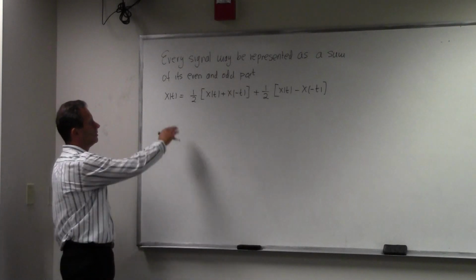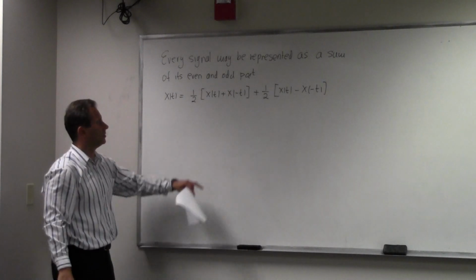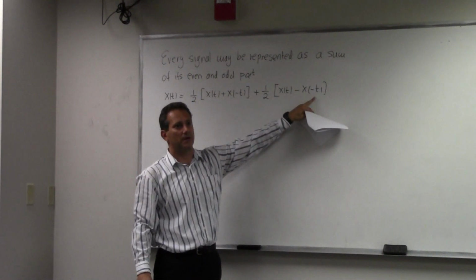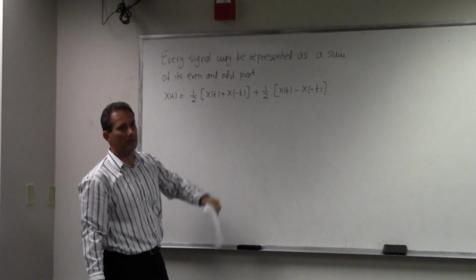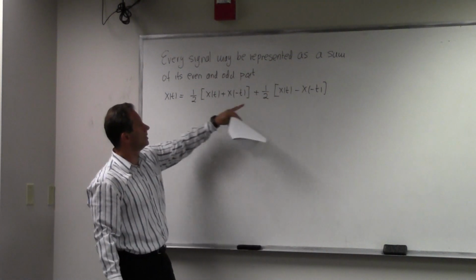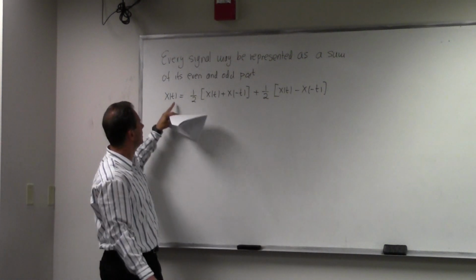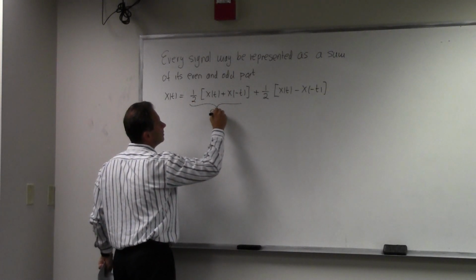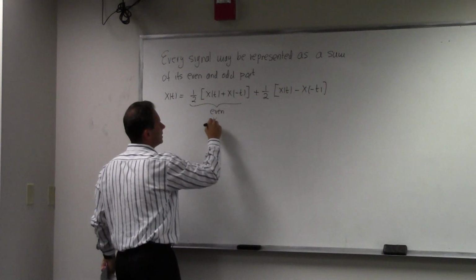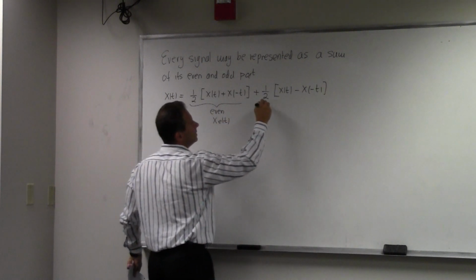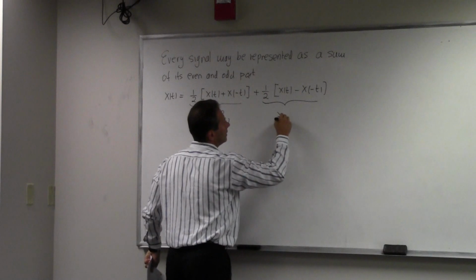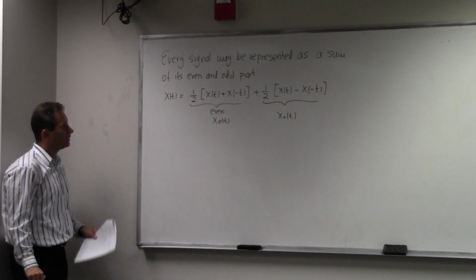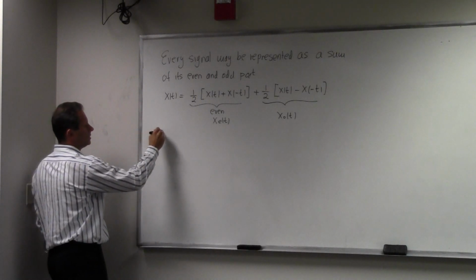You can see that left-hand side is equal to the right-hand side because this x of minus t is going to cancel with this minus x of minus t, and then x of t and x of t will add, half of x of t from here and this give me x of t. But this part here is even, and let me call it x even of t, and this part here is odd, x odd of t. Right? So let me illustrate this through an example.